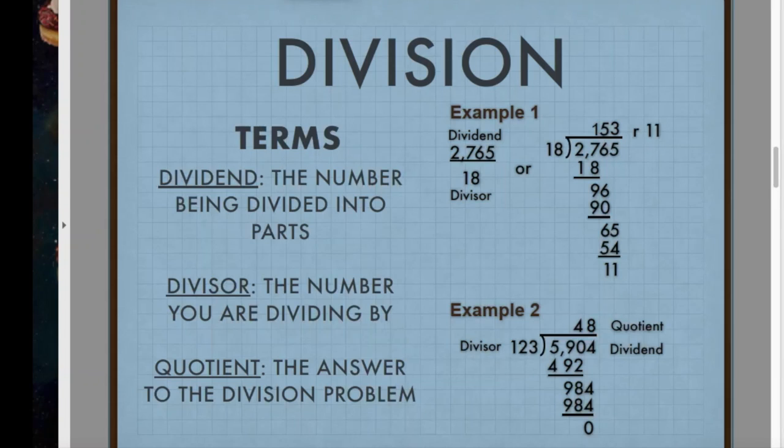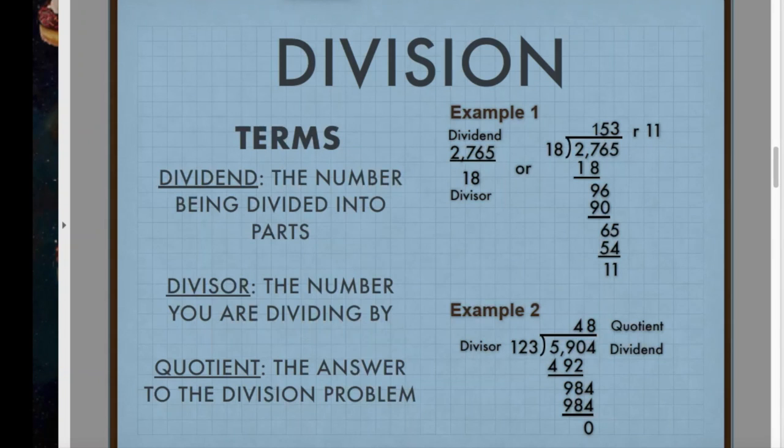96 minus 90 is 6. We drop down the 5, that makes it a 65. And then we do 3 times 18 is 54. And then we are left with an 11 at the end, and we can do a remainder 11, if you learned that in elementary school.